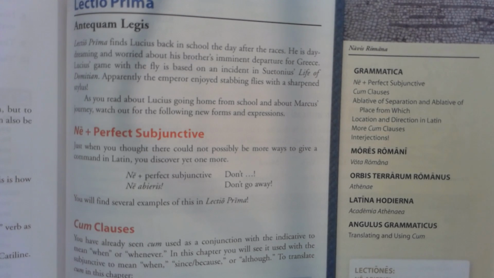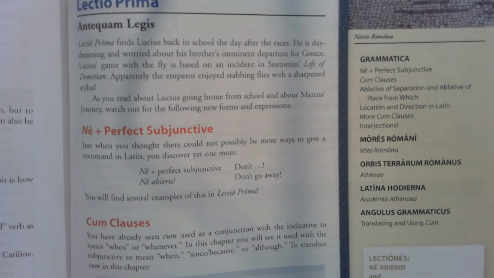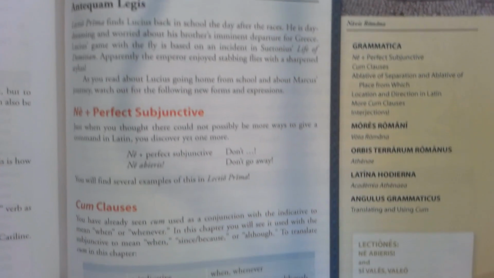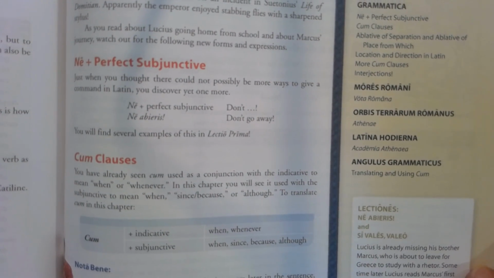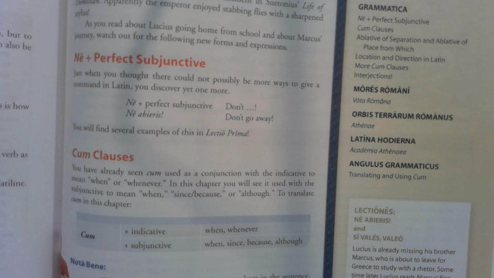So we've had several ways to give commands. This is just one more. It's ne plus a form of the perfect subjunctive, and as you can see in this situation, it is the second person form. So don't you go away, as you can see here. All right, so we've also got these cum clauses, as in when, although, since, because, and it's very simple. They add several more terms, but it's very simple in context.